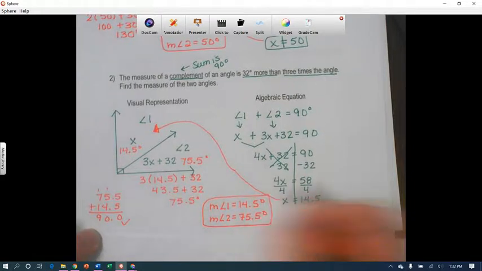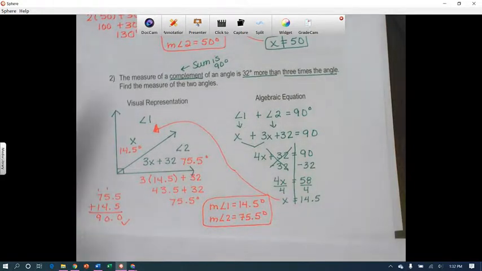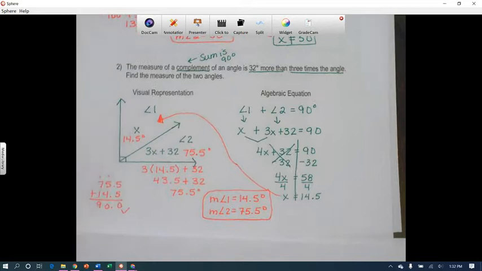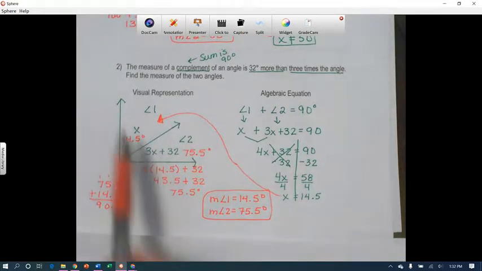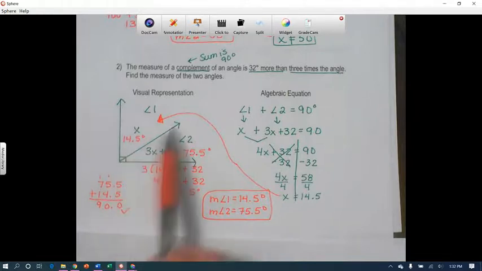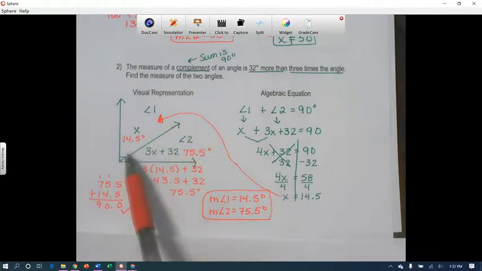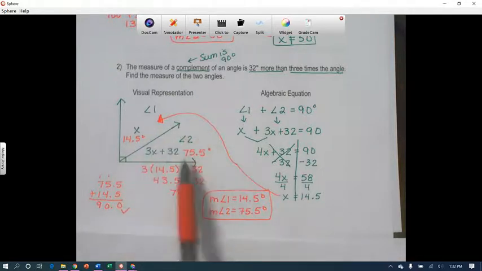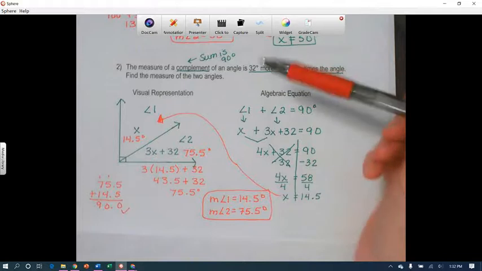If you notice, my picture was not at all drawn to scale because I had no idea what those angle measures were. This angle right here, if I used a protractor to measure it, would definitely be larger than 14.5 degrees. And this angle is smaller than 75.5 degrees. So your picture does not have to be drawn to scale. That is just to help you visualize the information that is given to you in the word problem.